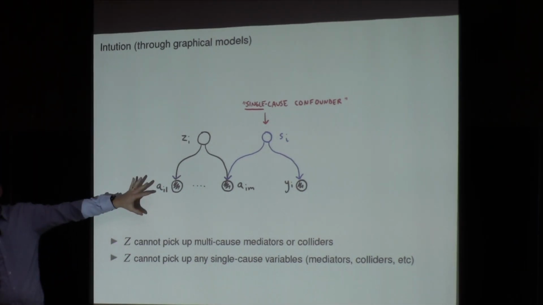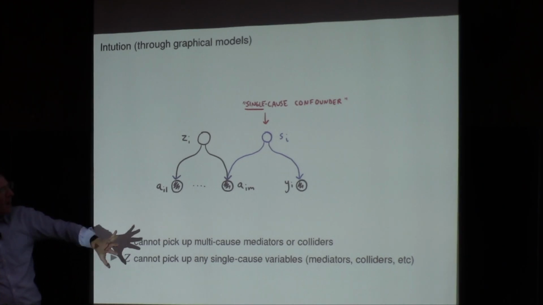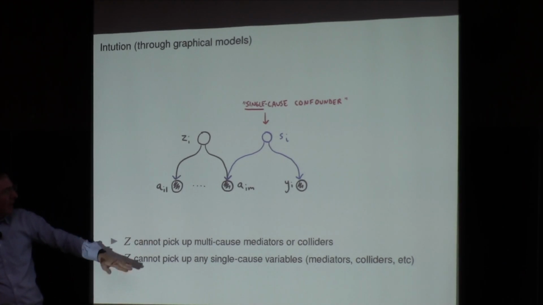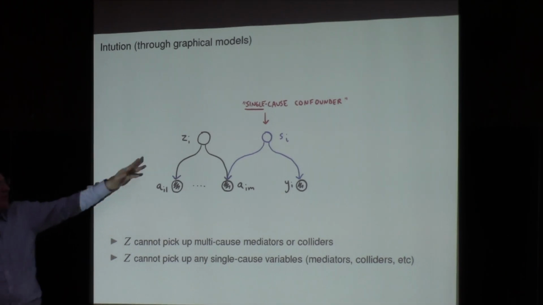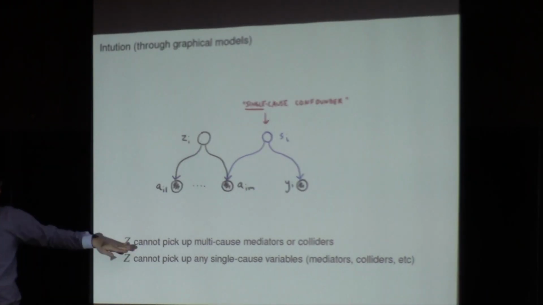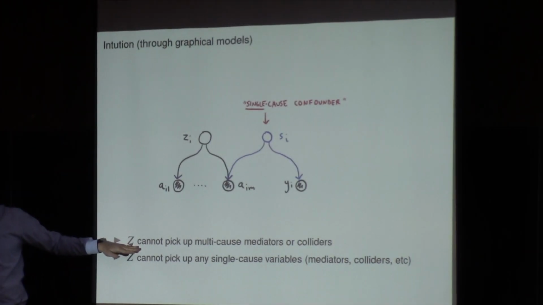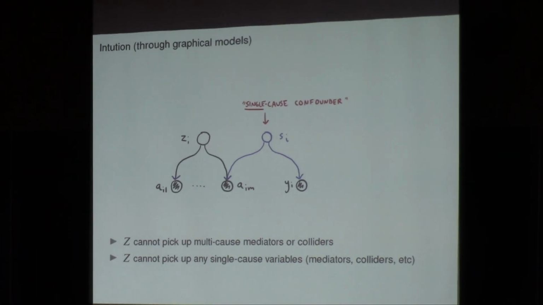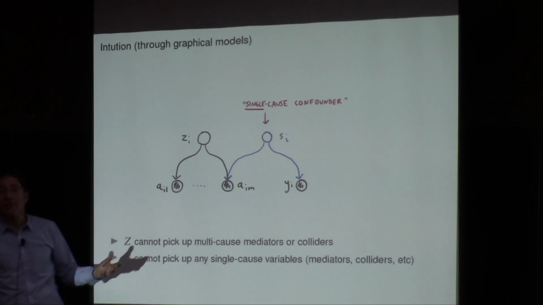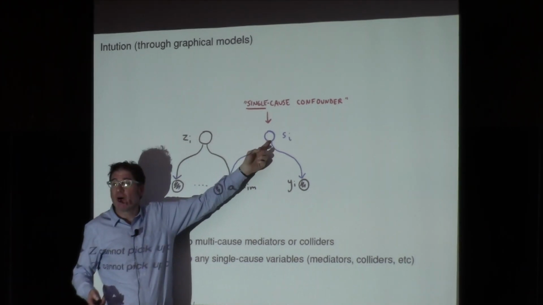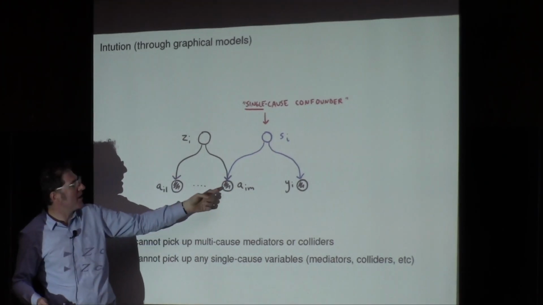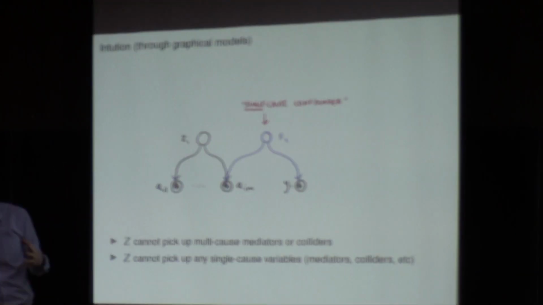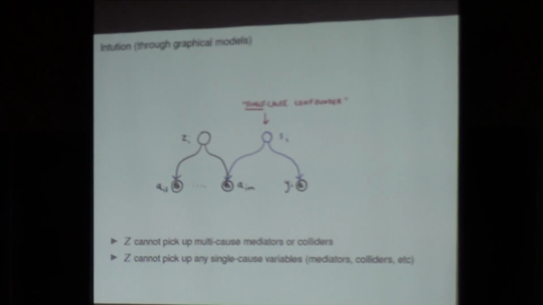The graphical model intuition does not help us here, but in the paper we prove that if we find a Z that renders the A's conditionally independent, it cannot pick up multi-cause mediators or colliders, and it also can't pick up any single-cause variables at all. Okay? So, of course, that means it can't pick up single-cause confounders, but it also can't pick up downstream single-cause mediators.